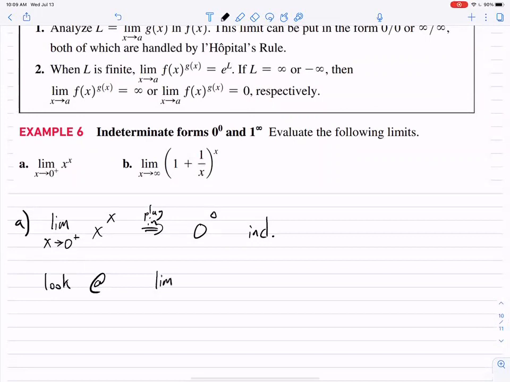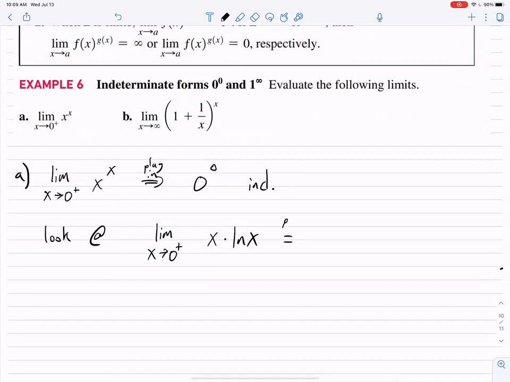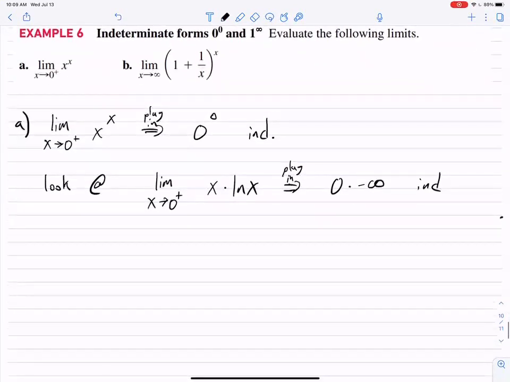the limit as x approaches 0 from the right, and then take the natural log. And so it's x times ln of x. So instead we look at this limit, which, if you plug in 0, is 0 times negative infinity. So this is indeterminate. But it's not in L'Hopital's form, and so we need to rewrite it, but that's not hard.